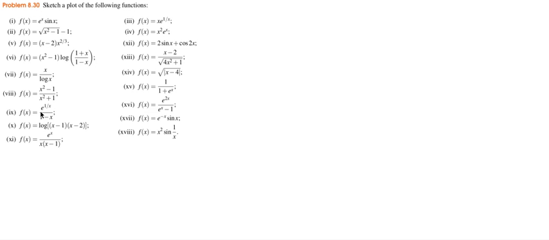Sketch a plot of these functions. Okay, so this is going to be long. There are 18 functions, so let's start with the first one.